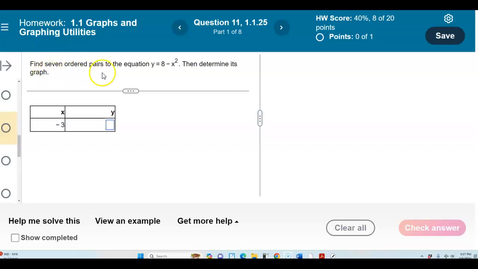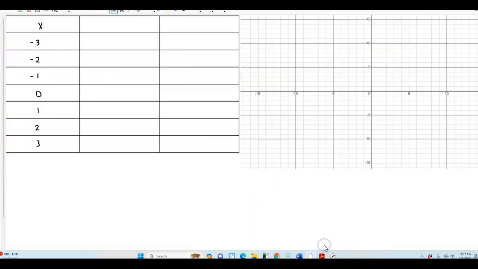Here we want to find 7 ordered pairs to the equation y equals 8 minus x squared, and then we're going to determine its graph. So we know that we have the values for x, and y is going to equal 8 minus x squared. So here are the values for x that we're going to plug into this equation.